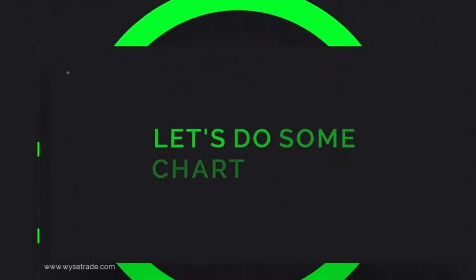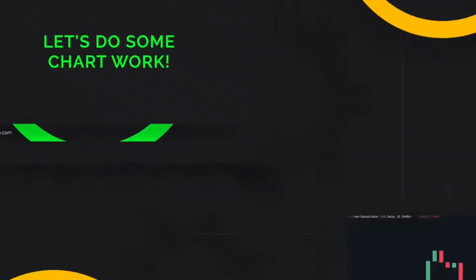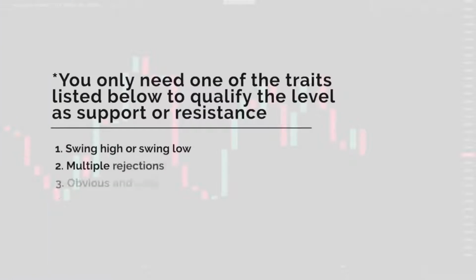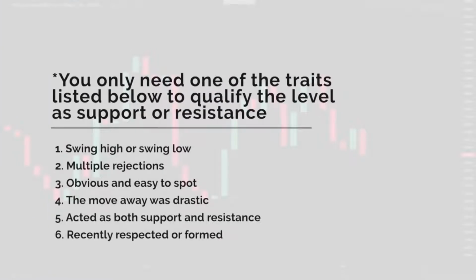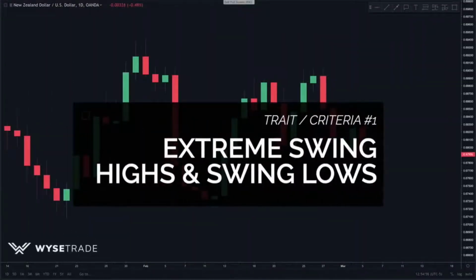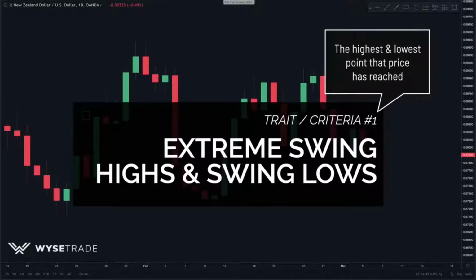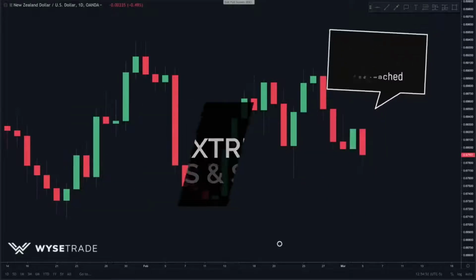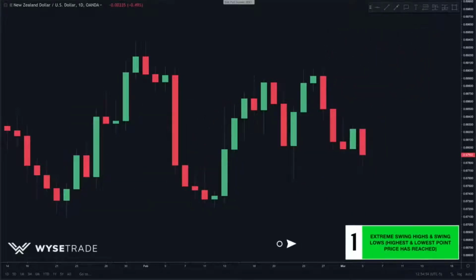So let's jump into the charts and break down each of these traits. Now, we're going to go through each of the traits we just listed, but more in depth on the charts. So starting with trait number 1, which is the extreme swing highs and swing lows, meaning the highest and lowest points that price has reached in recent time. So we look left and you notice price came up, hit and reversed. And this was the highest point that price got to, making it an extreme swing high.